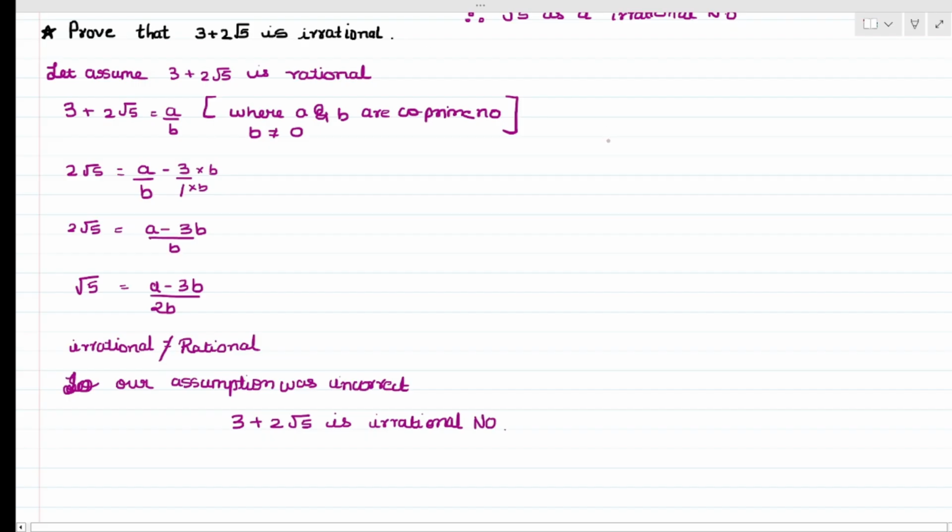You can solve the same way sums like under root 2 or under root 3, or you can go for 5 minus under root 3 by the same method. So I hope you understand this, and this is a very important topic.